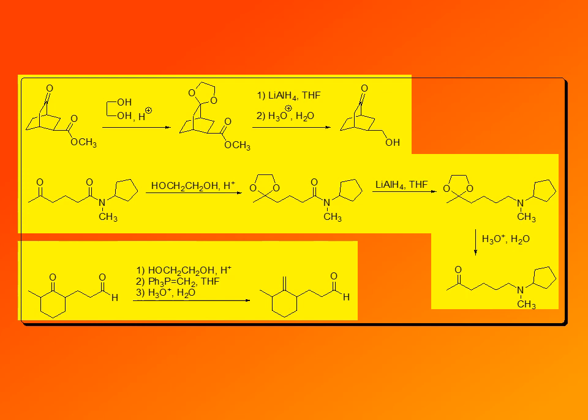If you wish, you can pause the video here and work out this sequence on your own. So the aldehyde is protected as the corresponding acetal. By treatment with ethylene glycol, the aldehyde is converted to the corresponding acetal. Then reaction with Wittig reagent converts the keto group into the corresponding alkene. And finally, acidic workup deprotects the acetal, removes the acetal function to recover the original aldehyde function.